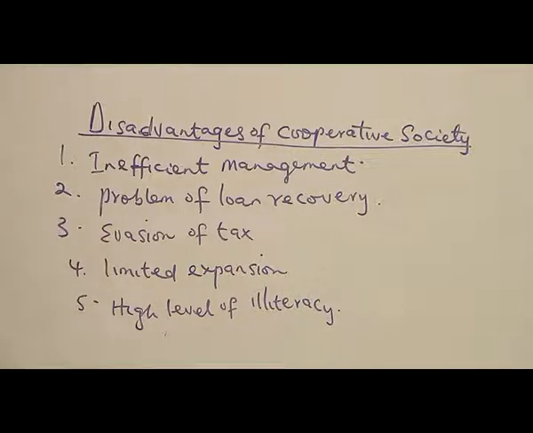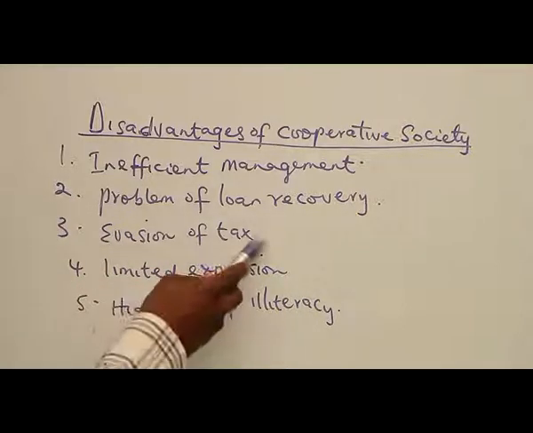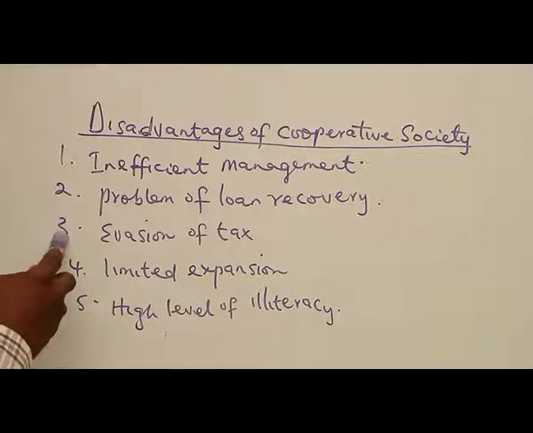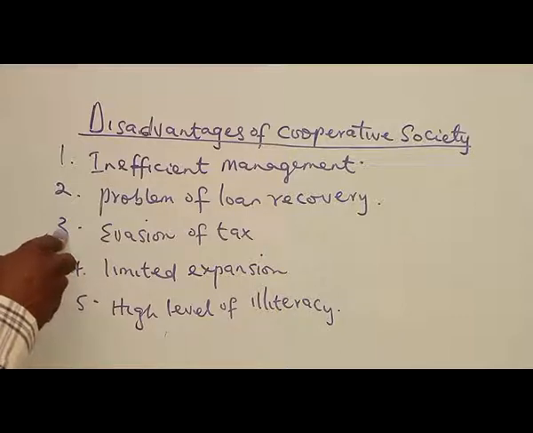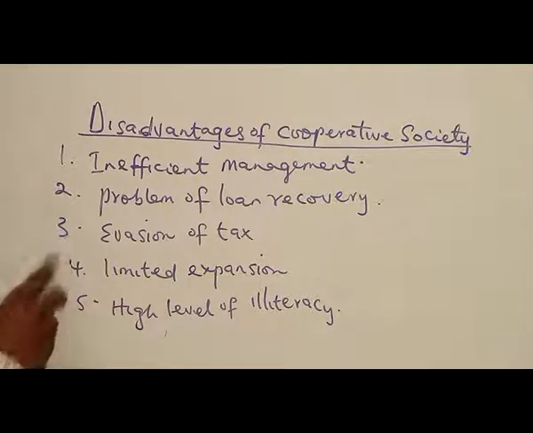Number 3, evasion of tax. Cooperative society does not pay tax to government, which implies that being a business unit, they are not contributing to the government purse in terms of taxes. So in that case, it's not encouraging. It's not contributing to the growth of government purse.